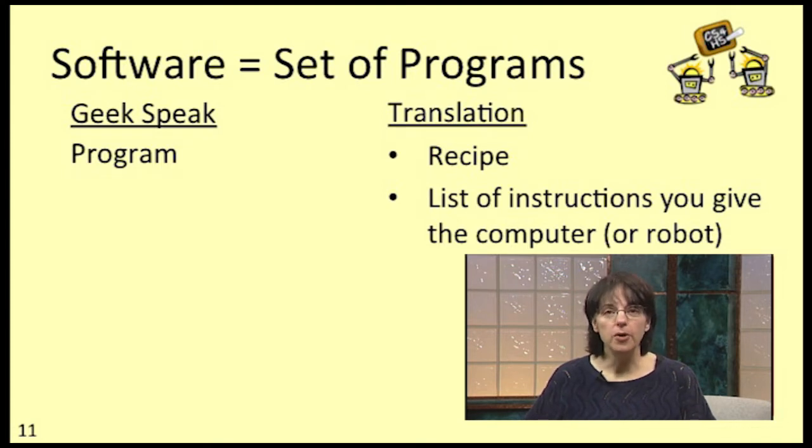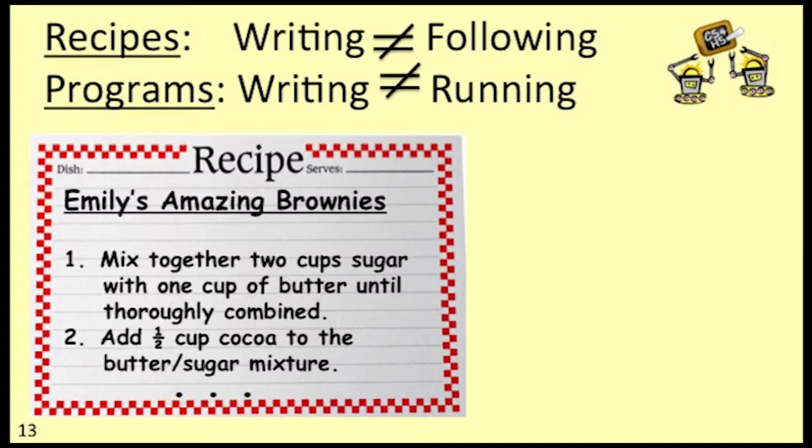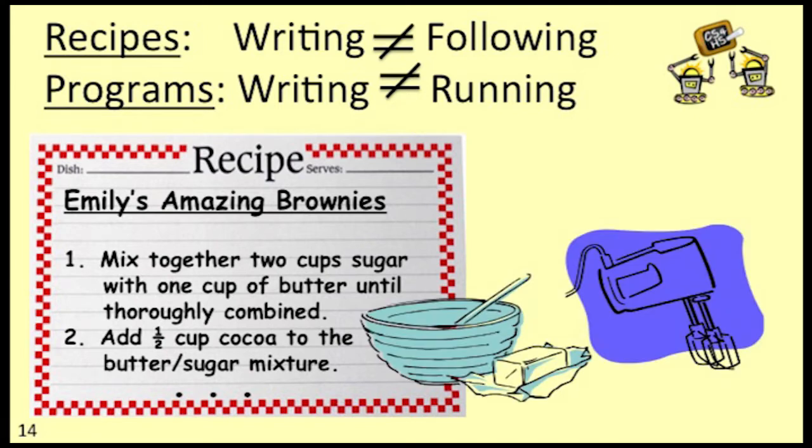Well, you can think of a program as a recipe that gives your robot or your computer instructions on how to accomplish different tasks. Note that writing a recipe or writing a program is very different from actually following the directions in the recipe or running the program. My friend Emily wrote me out a recipe for her amazing brownies, but unfortunately, just having the recipe isn't the same thing as having the brownies. I need to pull out my cooking hardware. That is my bowls, my mixer, my pans, and so on, and carefully follow the instructions in Emily's recipe before I get the brownies.